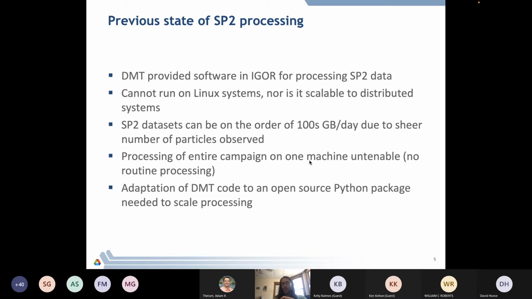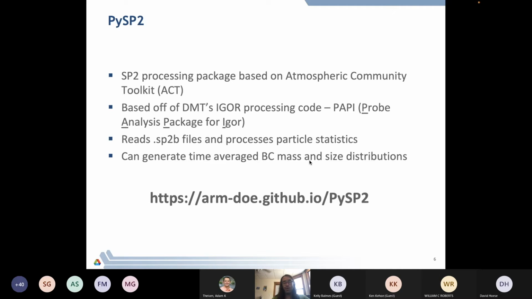So what we tried to do is adapt this code to an open source Python package so it can interact more easily with packages such as Dask for scalable processing. We call it PySP2, and it's based upon ACT that we talked about earlier in this workshop, and it's based off of DMT's Igor processing code, PAPI, the probe analysis package for Igor. It reads in the same files and processes the particle statistics. So if you have raw SP2 data, it will process those same statistics.